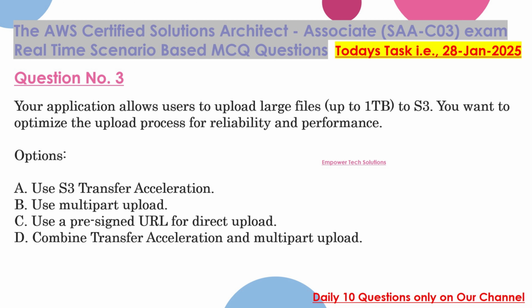Question 3. Your application allows users to upload large files, up to 1 terabyte, to S3. You want to optimize the upload process for reliability and performance. Options: A. Use S3 Transfer Acceleration. B. Use multi-part upload. C. Use a pre-signed URL for direct upload. D. Combine Transfer Acceleration and multi-part upload.